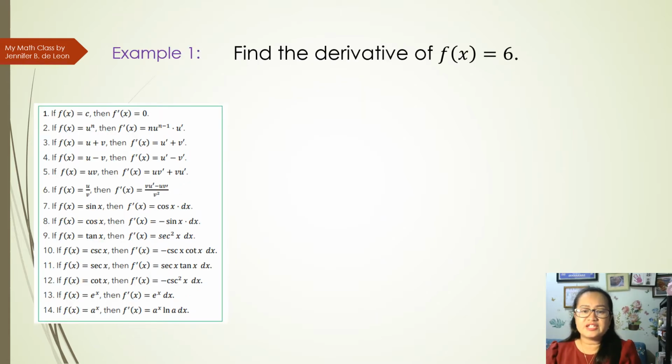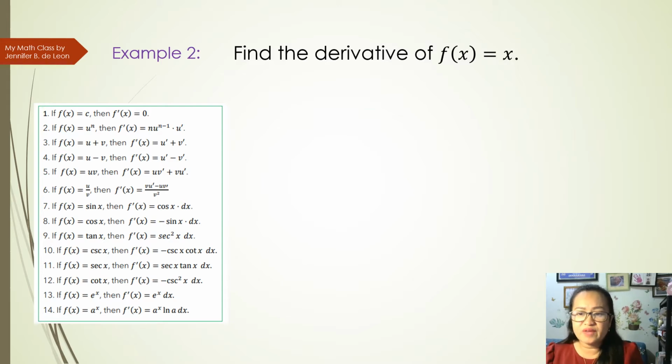Let's have example number 1. Find the derivative of f of x equals 6. Now, since we have a constant function, we shall use rule number 1. If f of x is equal to c, then f prime of x is equal to 0. So therefore, the derivative of f of x equals 6 is 0.